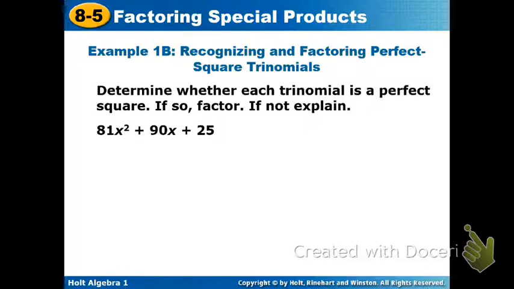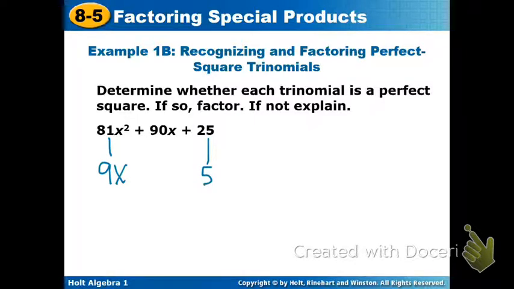Okay, let's try this one. This is 81x squared plus 90x plus 25. We're going to see if our pattern holds. If the pattern works, we're going to factor it, and if not, we're going to look at it and see why it doesn't work. So first and last terms, are they perfect squares? Yes. 81x squared would give you 9x, and 25 would give you 5.